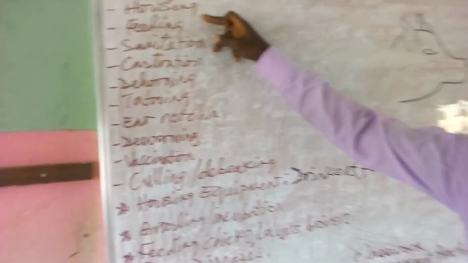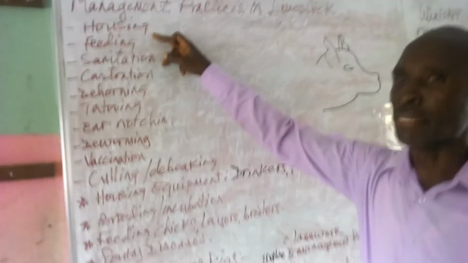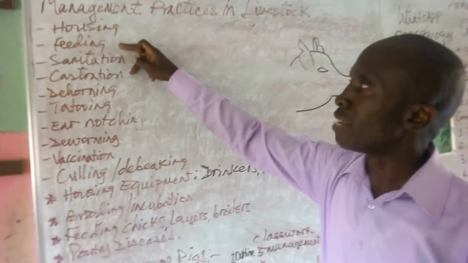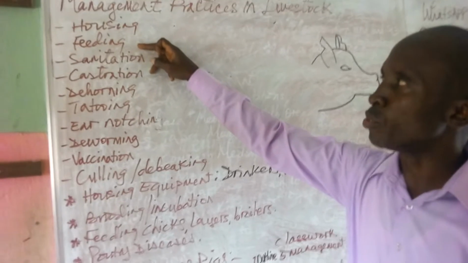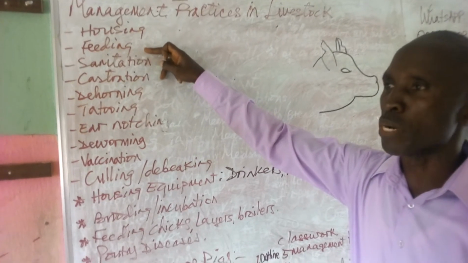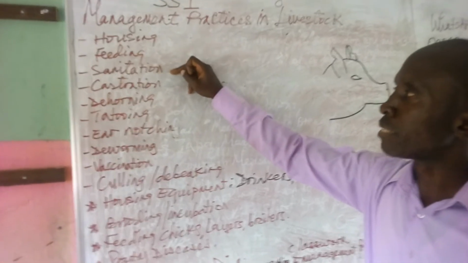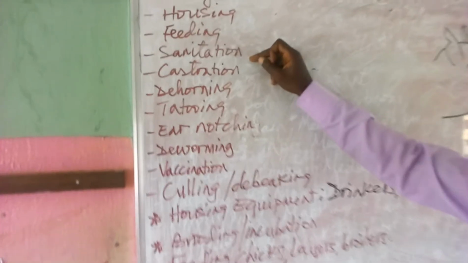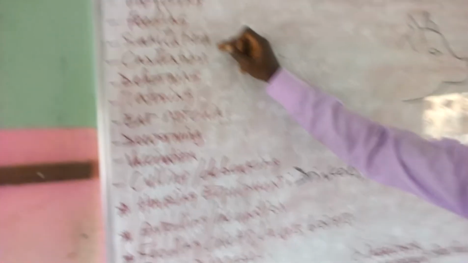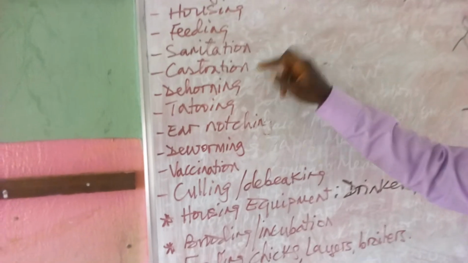The animals need proper housing in order to protect them from bad weather and thieves. The animals need food so that they can grow well and give you the products very well. The animals need a clean environment, that is sanitation. You need to maintain the hygienic status of the place very well to avoid diseases.